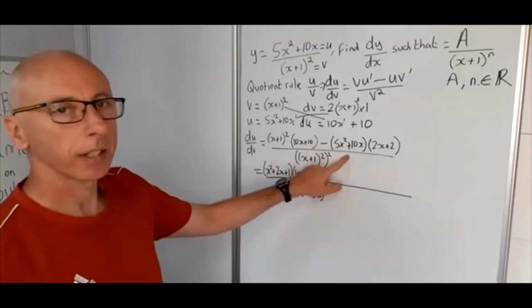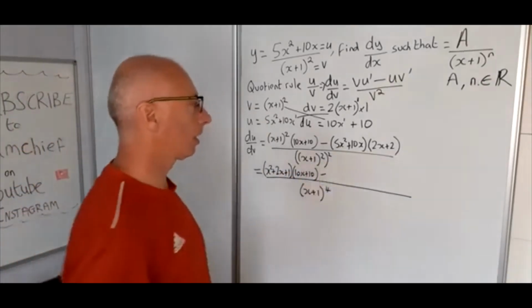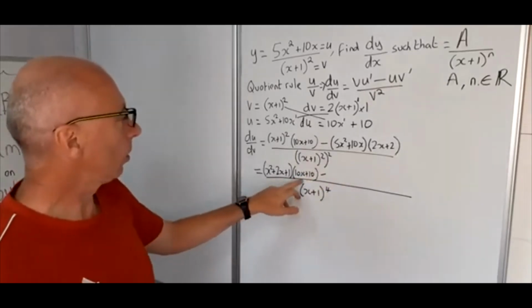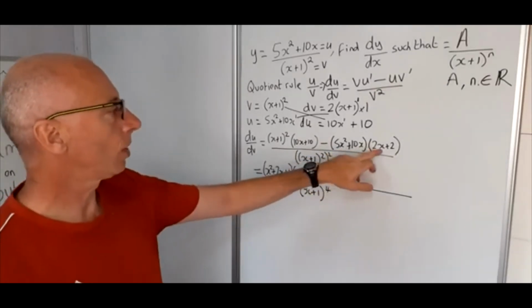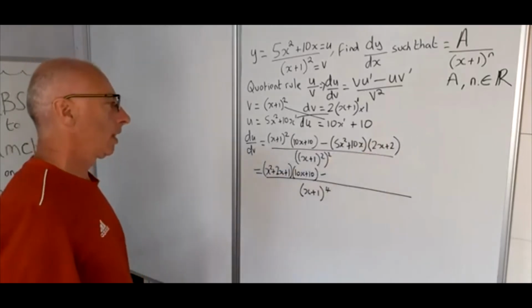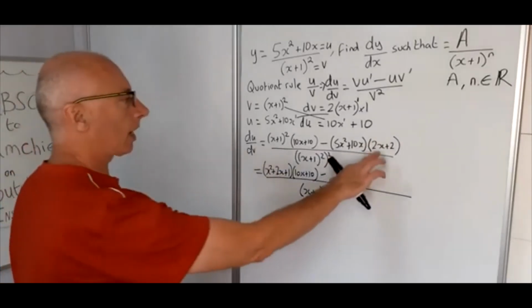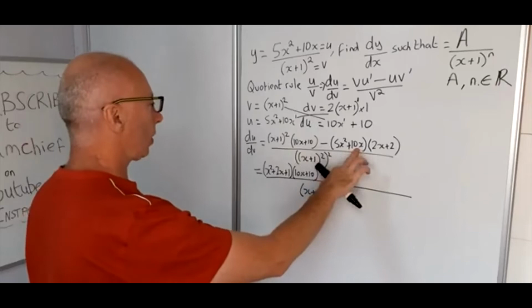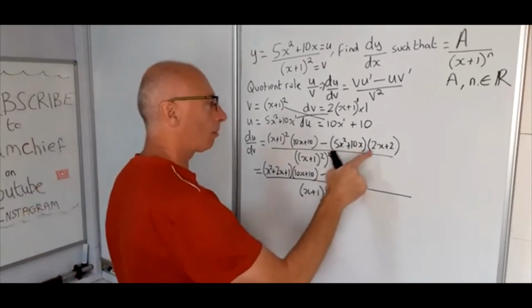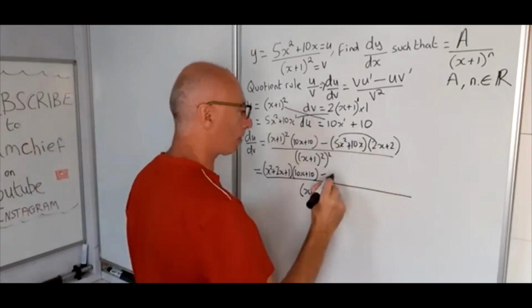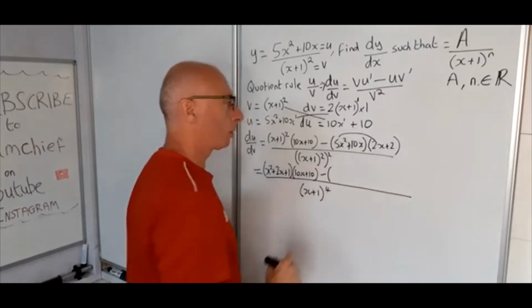Okay, next one, this one here. Now we can FOIL this one out, we could also FOIL this one out as well. So let's take 5x squared plus 10x and multiply it by this, so 5x squared times 2x. So this is all going to be subtracted, of course.